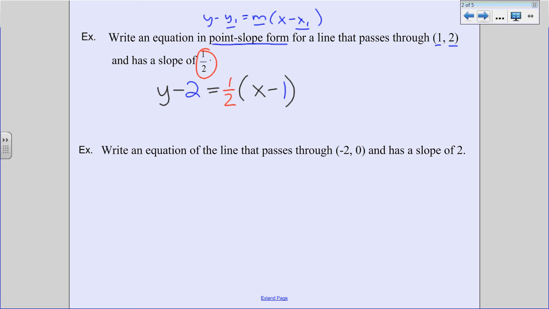Let's take a look at the next example. So I need to write an equation this time, which means you need to work it out. So whenever you see write an equation, it doesn't say in point slope form. That means you need to give your final answer in y equals mx plus b. So we're going to start with y minus what? 0 equals, I need to plug in my m value. What's my m value? 2. And then I need to have x minus what? Beautiful, Jackson. When we subtract a negative, it becomes addition here.